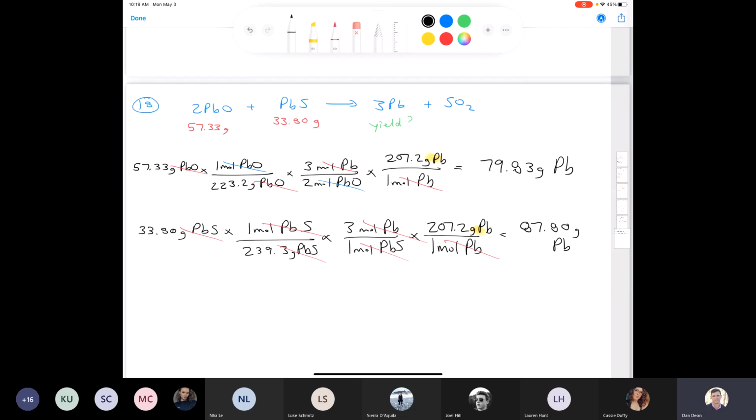So could anybody tell me which one of these is the limiting reactant? Is it the lead(II) oxide or the lead(II) sulfide? Yeah, thanks, Jamil. It's the lead(II) oxide. This is our limiting reactant, because this one gave us the smallest number. This one gave us 79 or 80 grams, and this one gave us almost 88 grams. Since this number is lower, the lead(II) oxide is the limiting reactant, and the maximum amount of lead that you could produce is 79.83 grams, which is answer C.